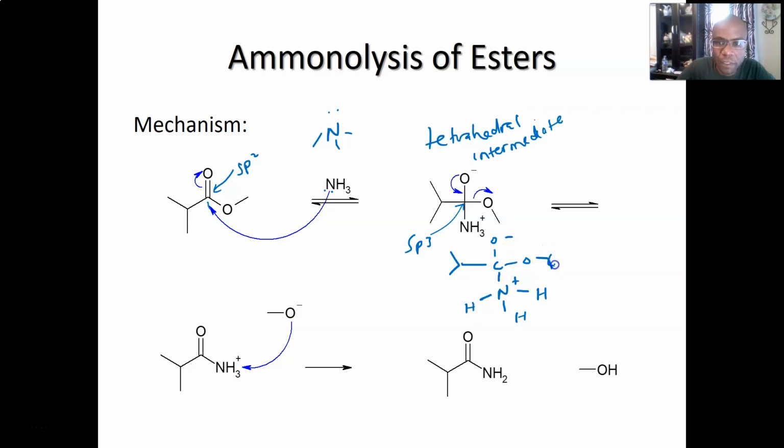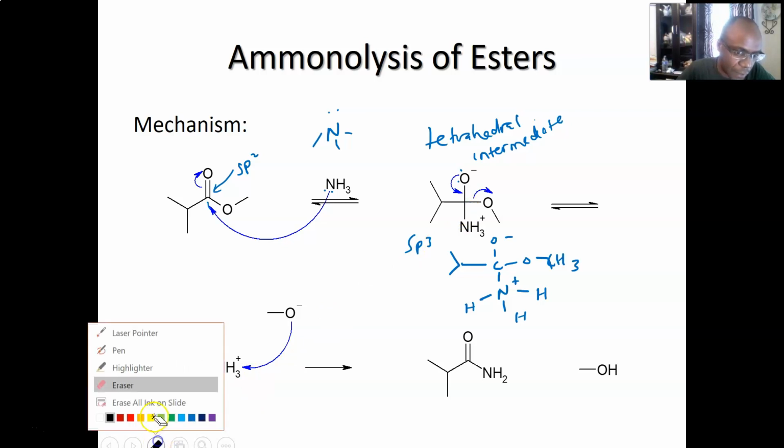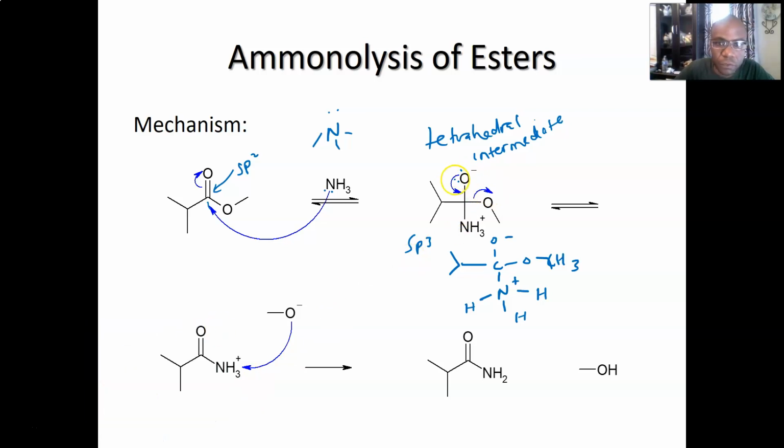So one can lose it by creating your pi bond back. So let me get rid of that line so you can clearly see. So you use the O minus oxygen to create a pi bond back. The OR group falls off. In this case it is OCH3. Okay.